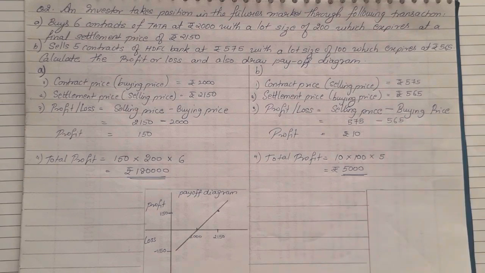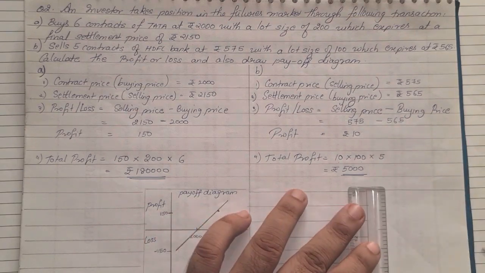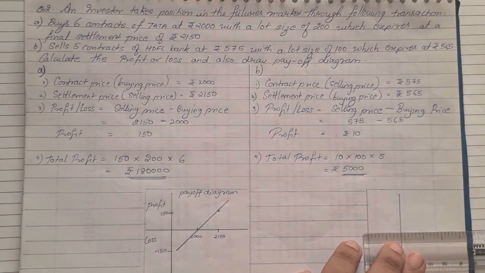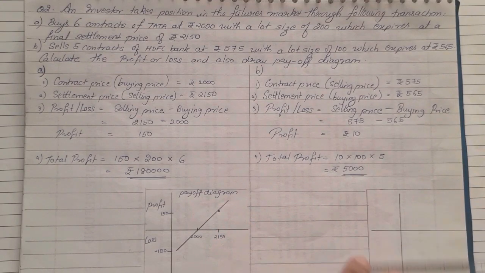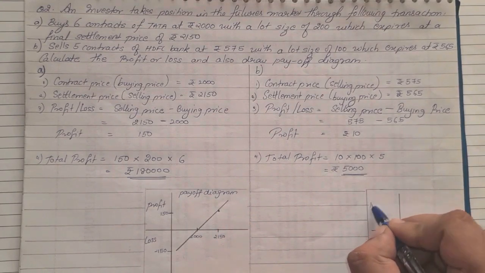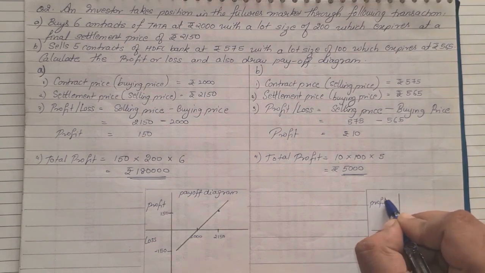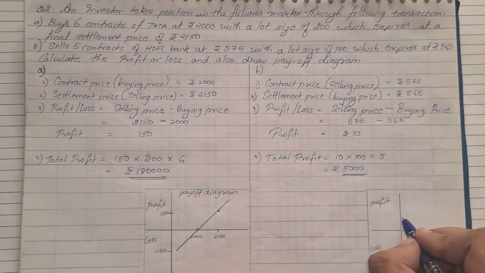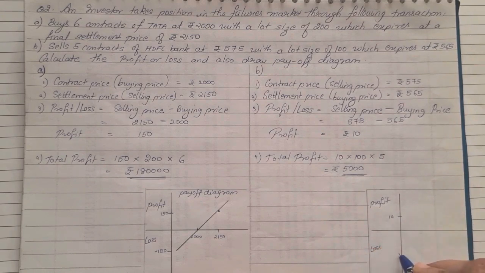That's it. Now again we'll have to draw the payoff diagram, again in the simplest way. We draw the x and y axis. The top part is called the profit. The bottom will represent loss. Okay, here the profit is 10, so I'll just note down 10 on top and negative 10 at the bottom.